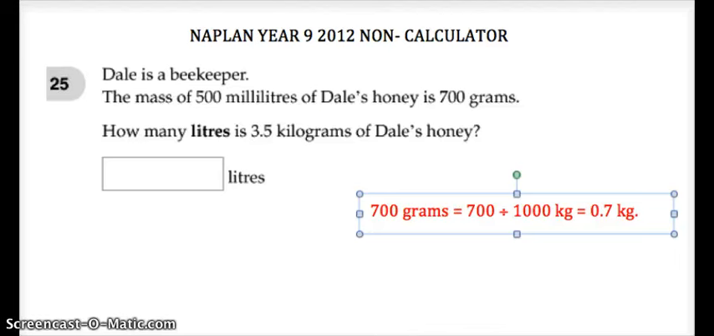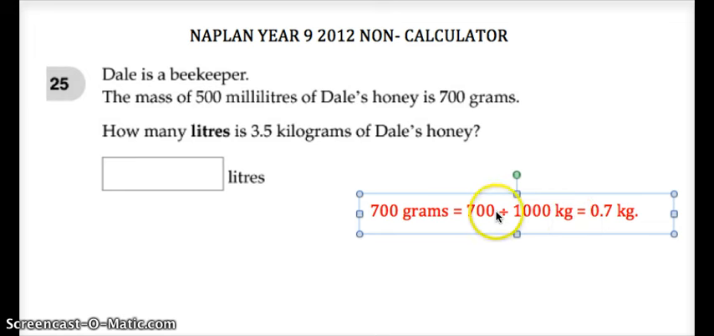Now the first thing you'll notice in the question is that we've got different types of units, that we've got 700 grams here and 3.5 kilograms there. So what I'm going to do, I'm going to change this 700 grams into kilograms. So 700 grams, to go to kilograms, we're going from smaller to bigger units, and we need to divide by 1,000. So 700 grams is 700 divided by 1,000 kilograms, which is 0.7 kilograms.